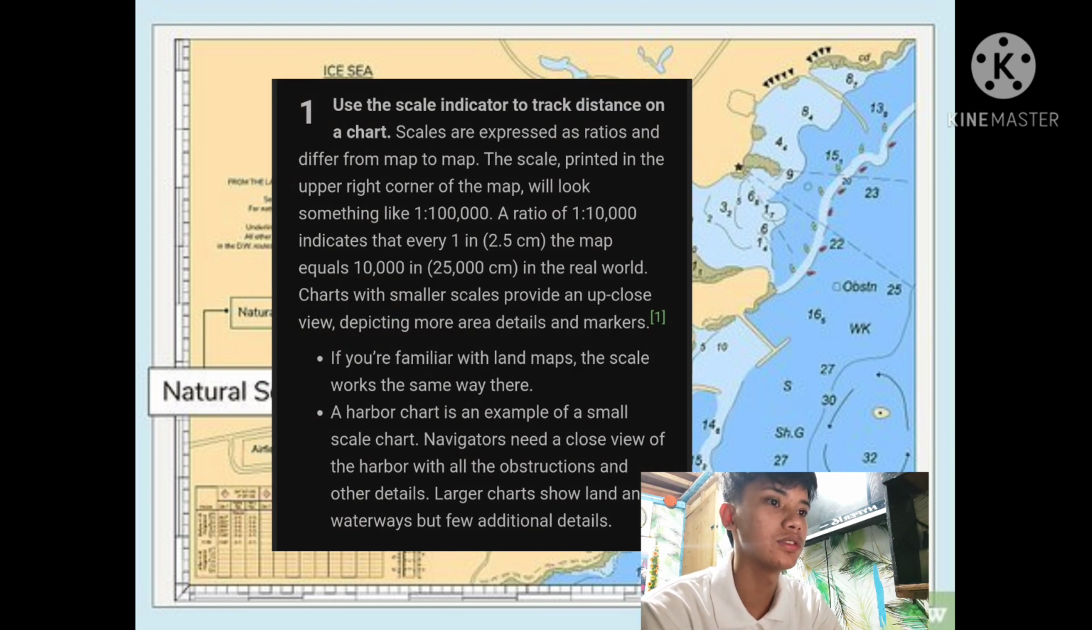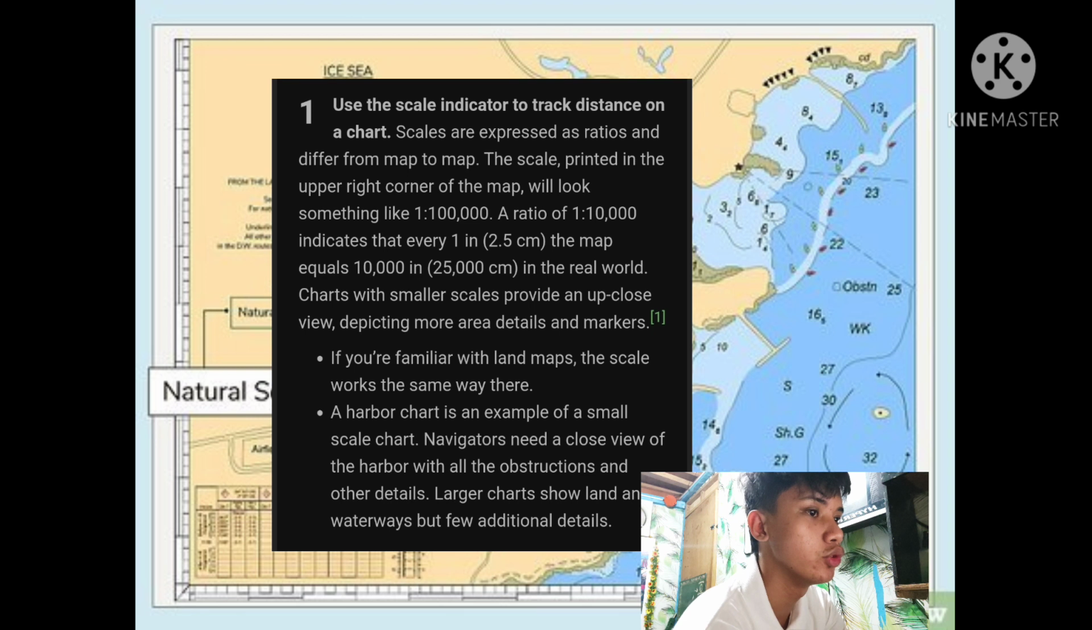Scales are expressed as a ratio and differ from map to map. The scale printed in the upper right corner of the map will look something like 1 to 100,000. A ratio of 1 to 10,000 indicates that every 1 inch, or 2.5 centimeters, on the map equals 10,000 inches, or 25,000 centimeters, in the real world. Charts with smaller scales provide an up-close view, depicting more details and markers.